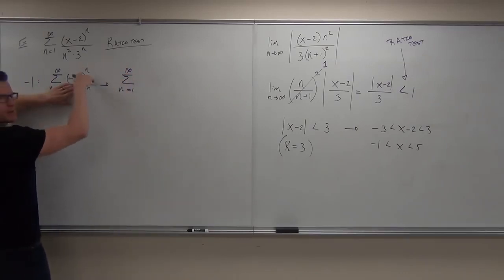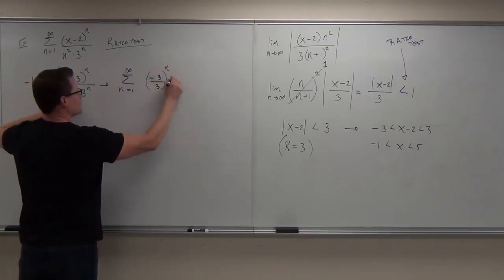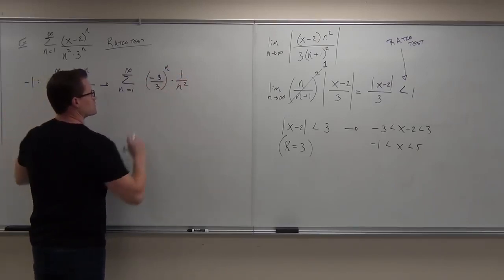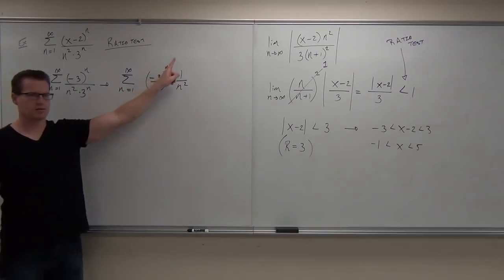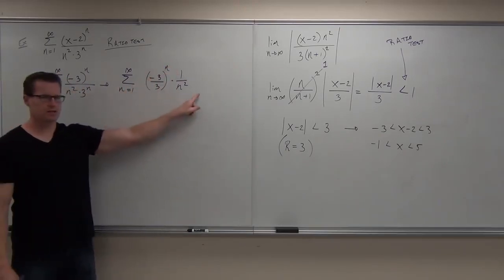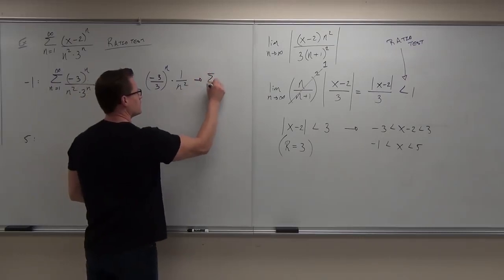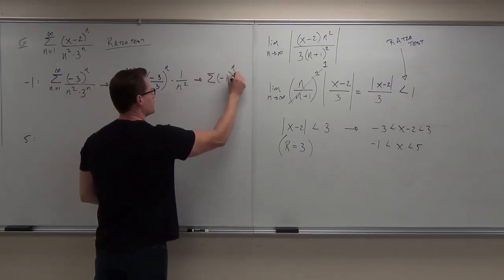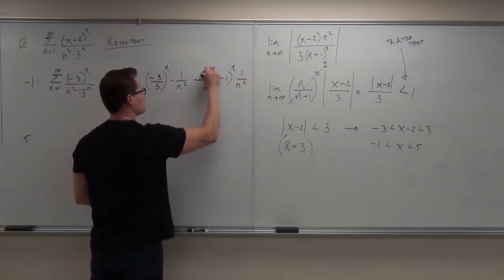Do you notice how they both have the power? So you can make -3 over 3 to the n, right? Times 1 over n squared. No, not geometric. Do you see that this is -3 over 3 to the n? Times 1 over n squared. Okay, it's on the denominator. How much is -3 over 3? -1 to the n times 1 over n squared, n equals 1 to infinity.